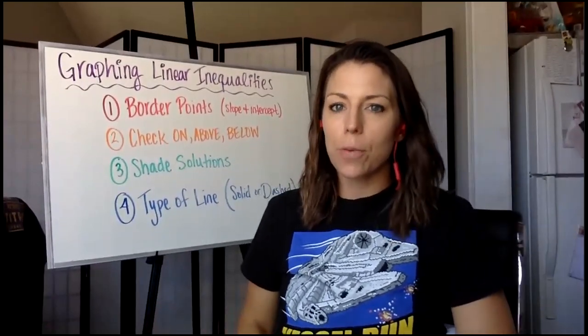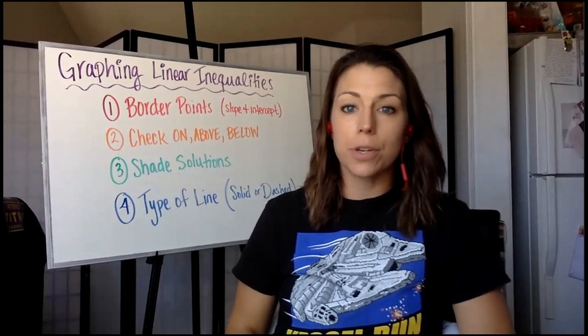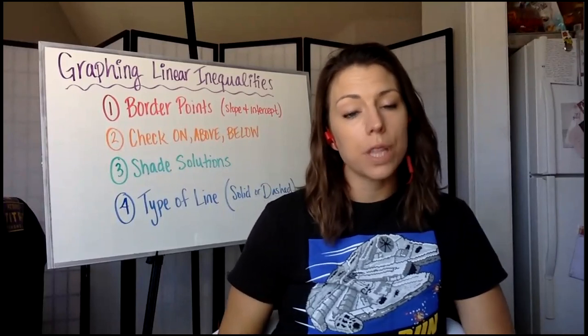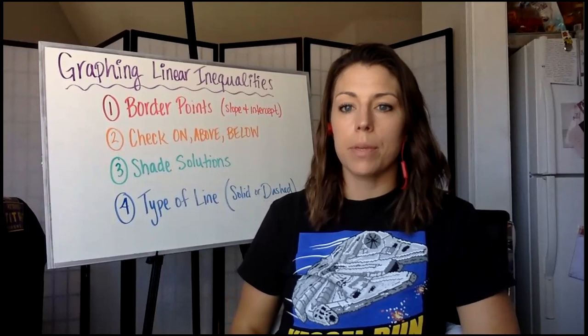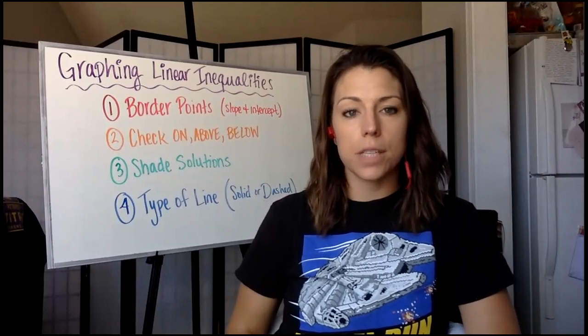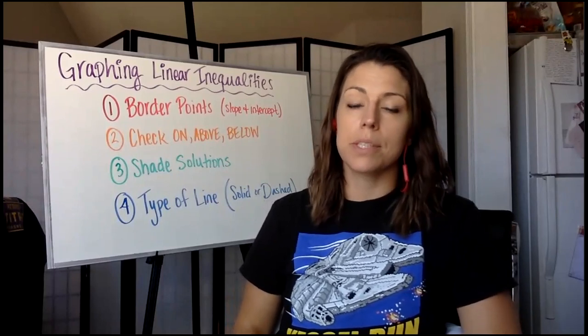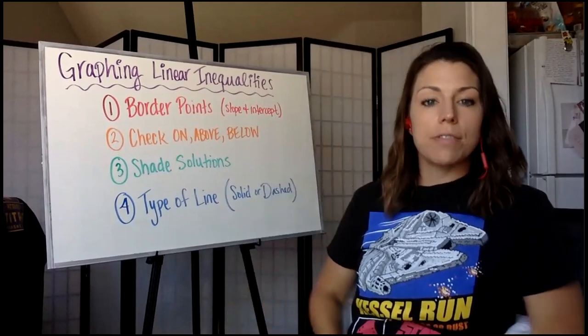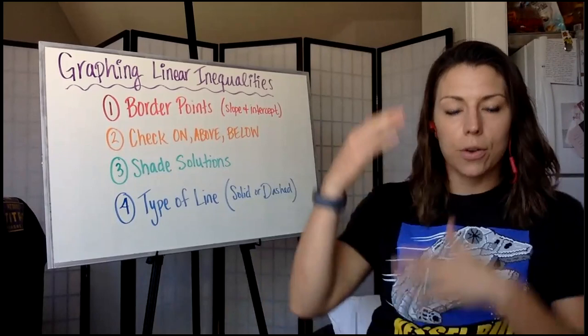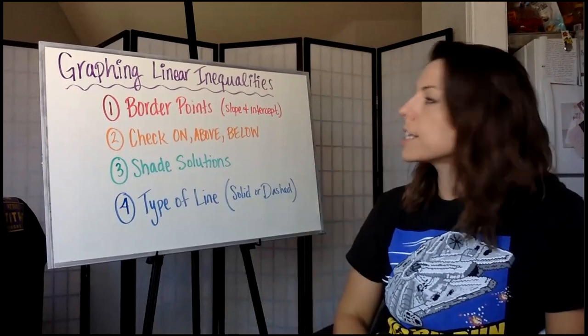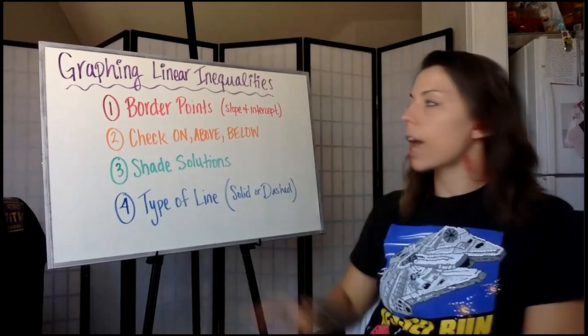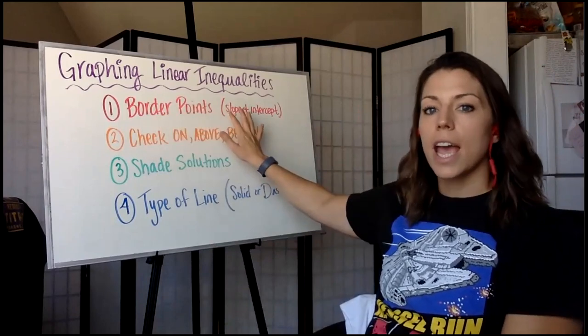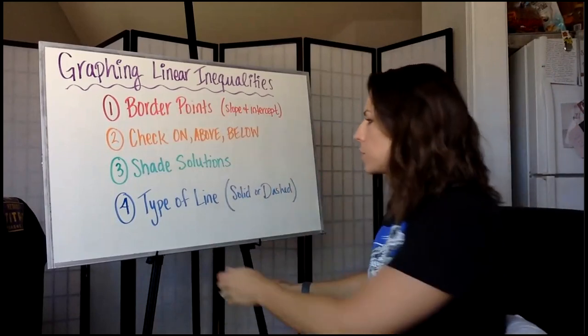In this review video, we're going to be going over the steps for graphing linear inequalities with two variables. The steps are very similar to the steps for graphing an inequality in one variable. These steps can differ depending on your thought process, but the way that I do it is, step one, I always identify border points, and I use the slope and the intercept to do so.